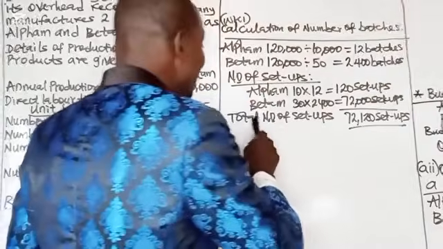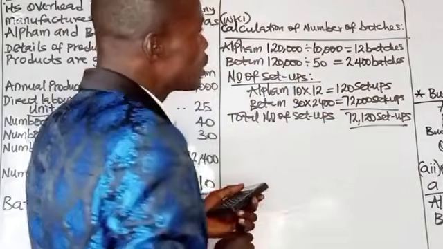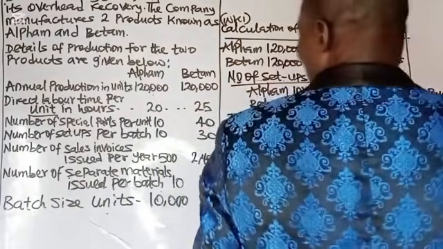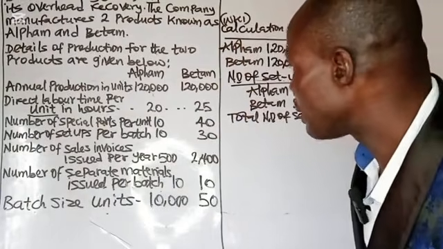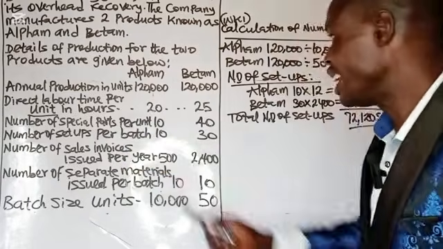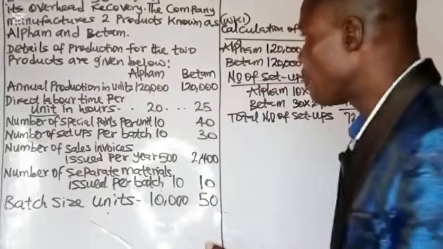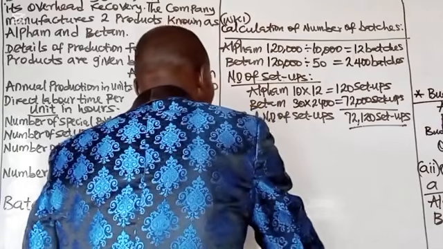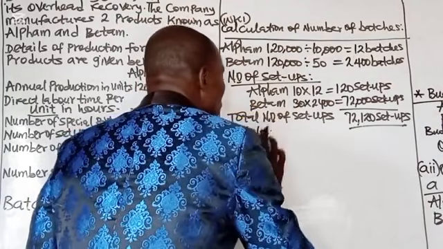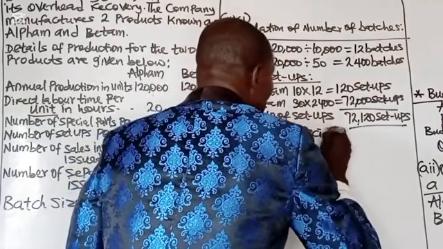So that is the total number of setups. Then the second cost driver, because we need a cost driver for special part handling cost, is the number of special parts. And what is the number of special parts? The number of special parts is given per unit. Since it is per unit, you will need to multiply by the annual production. So number of special parts, working 2.